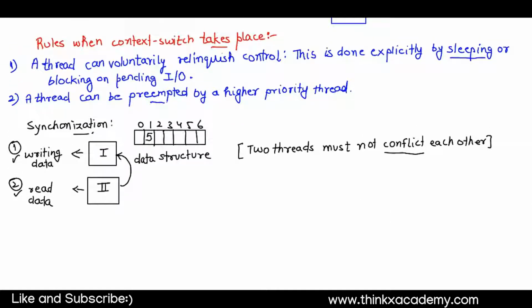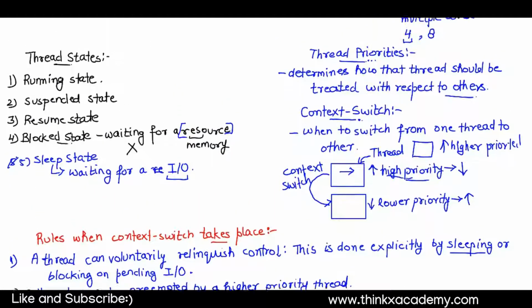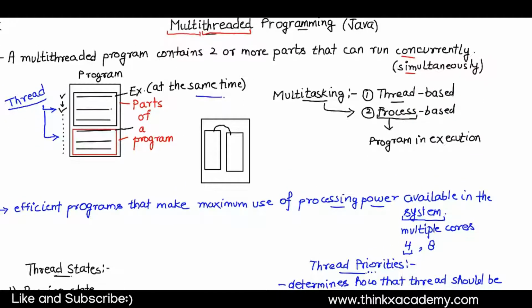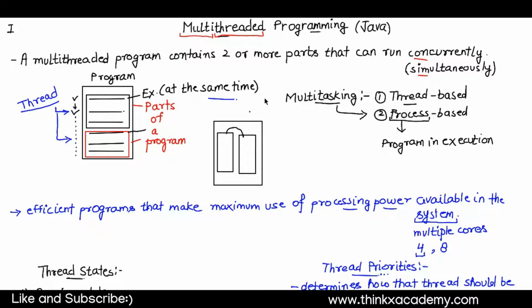So now we have a good knowledge of context switch, synchronization, thread states, thread priorities, and we now have a good knowledge of multi-threaded programming. So in the next part, in the second part, we are going to write our first program in which we will create a single thread, and we will see how we can do that in the Java programming language.